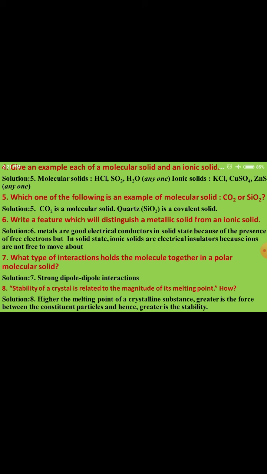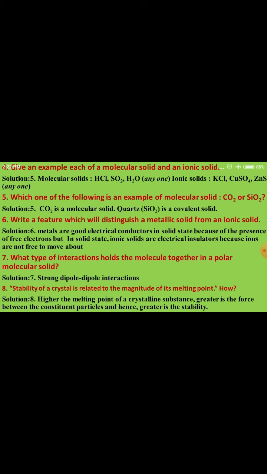So some common examples are HCl, SO2, H2O, CO2. You can write any one. In ionic solid, NaCl, KCl, copper sulfate, ZnS. These are the common examples of molecular solid and ionic solid. Question number 5. Which one of the following is an example of molecular solid? This type of question may also arise. CO2 or SiO2. So CO2 belongs to molecular solid and SiO2 belongs to covalent solid. That is the answer. Question number 6.